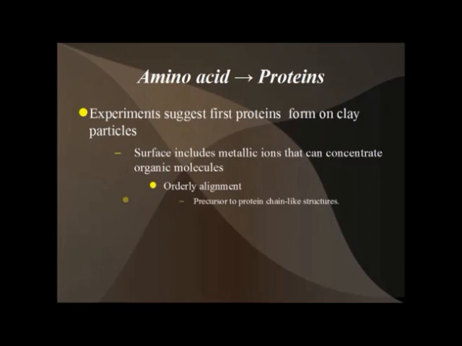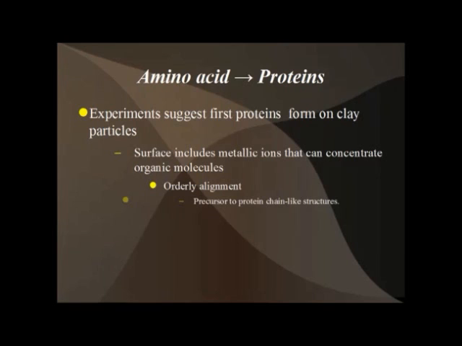But how do you get from that production of amino acids to proteins? Because amino acids are one thing, but you have to align these amino acids into a chain-like structure to even think about forming proteins. Well, the funny thing is that experiments on clay particles interacting with amino acids suggest that these proteins might have formed initially on clay particles.